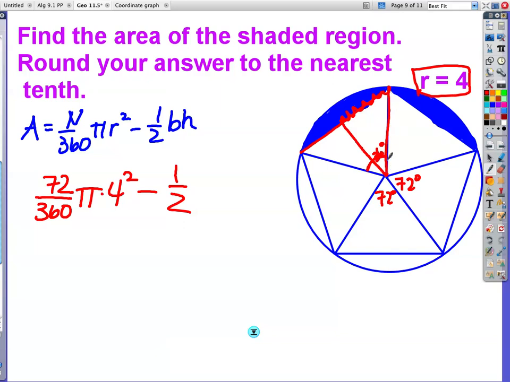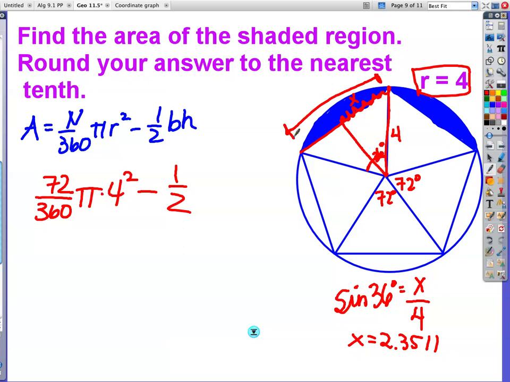Oh, goodness, what will I do? What shall I do? My radius is 4, so I'm probably going to use sine again. Sine of 36 degrees is equal to opposite, which is x, over hypotenuse, which is 4. So I go to my calculator, and I have 4 sine 36. X is equal to 2.3511, which means the whole amount is equal to double of that, which would be 4.7023.